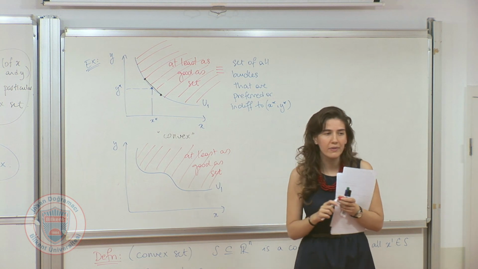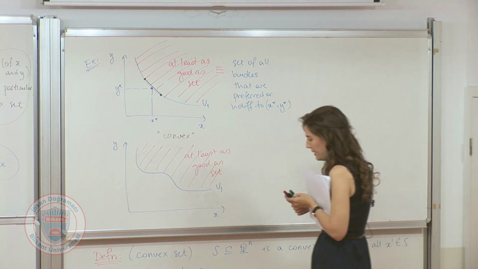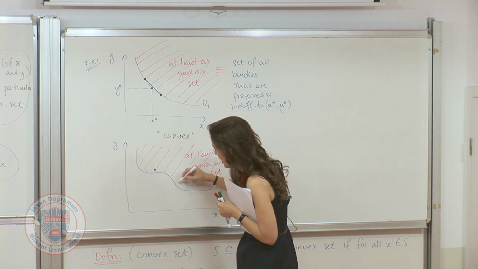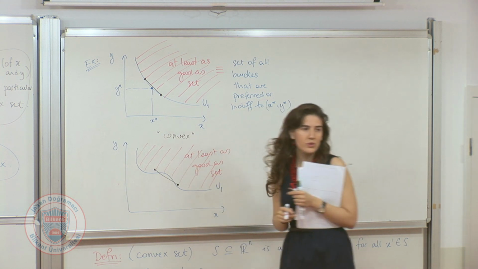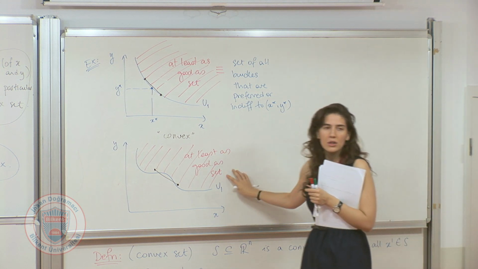Is this set convex? No, right? Remember, what did we say? Pick any two bundles. I pick one here and another one here, connect them. You see this, some portion of this segment lies outside the set, right? So this is not convex, right?